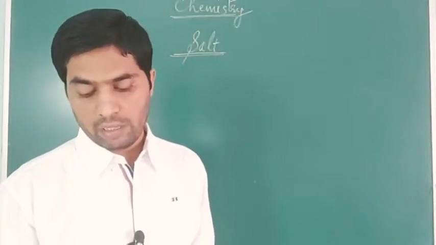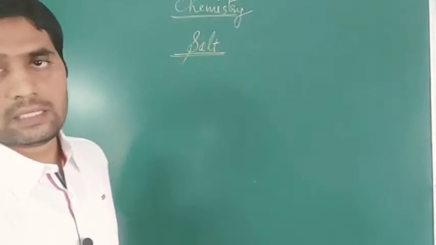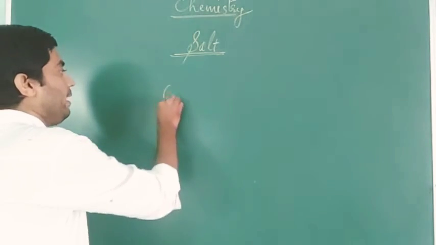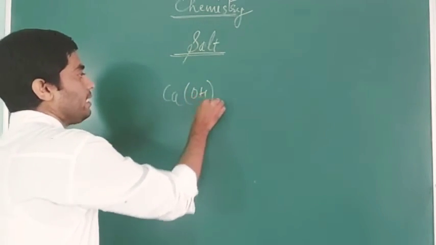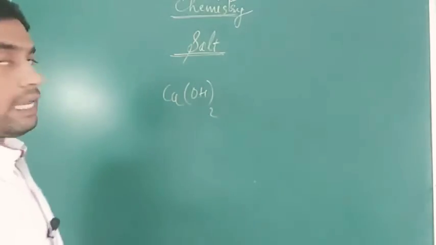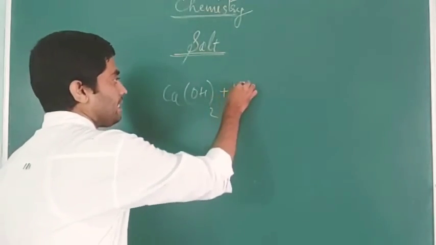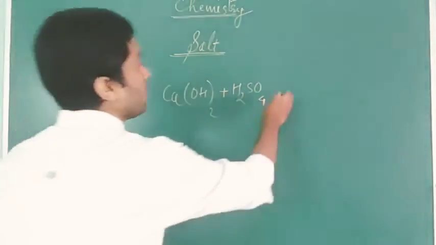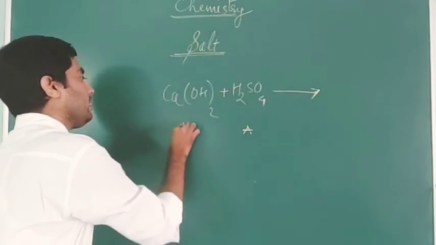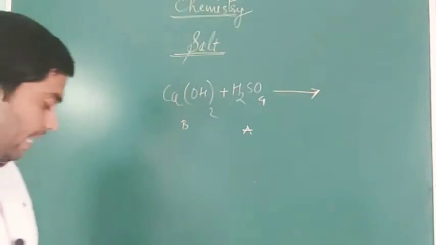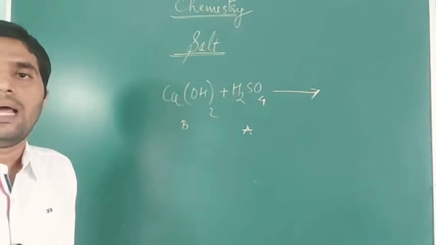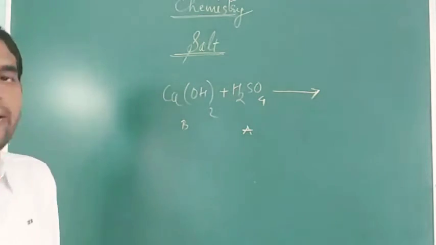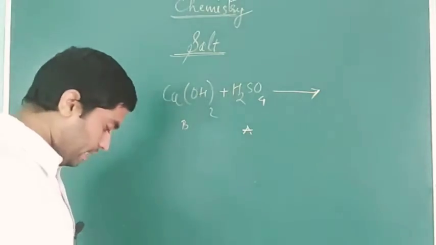The compound formed by the neutralization of an acid with a base is called a salt. If we take a base, for example calcium hydroxide, and it reacts with an acid, for example sulfuric acid, then this is acid and this is base. When acid and base react together and cancel the effects of each other, this reaction is called a neutralization reaction.